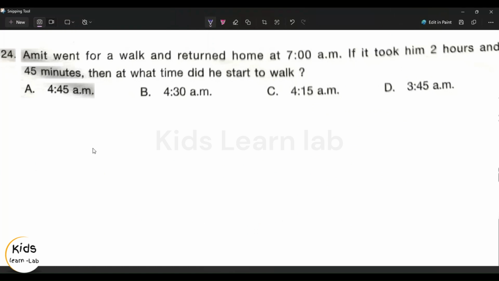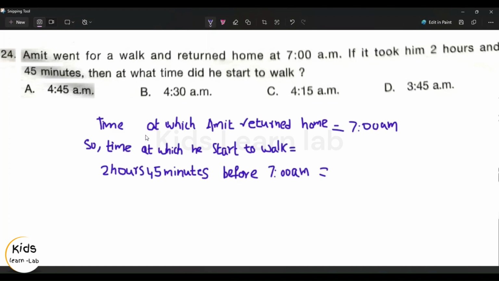24th question. Amit went for a walk and returned home at 7 a.m. If it took him 2 hours and 45 minutes, then at what time did he start to walk? Time at which Amit returned home is equal to 7 a.m. So time at which he start to walk is equal to 2 hours 45 minutes before 7 a.m. So we can convert this 7 hours into 6 hours plus 60 minutes. So we have to subtract 2 hours 45 minutes.